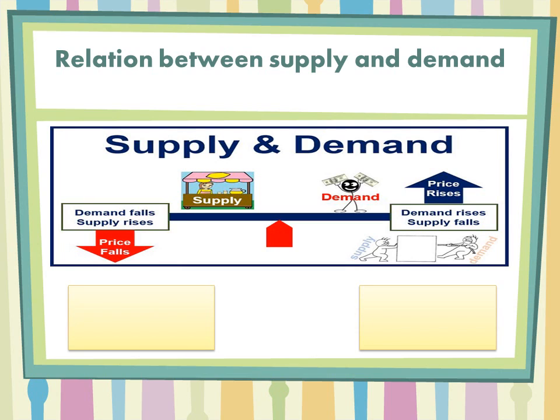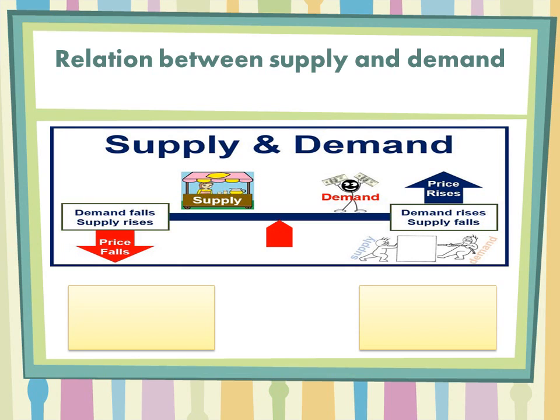Let us see an example. Let's suppose I have a shop and I am selling bread of different brands. Now, opposite to my shop, there is another shop, and that shop is also selling different brands of bread.